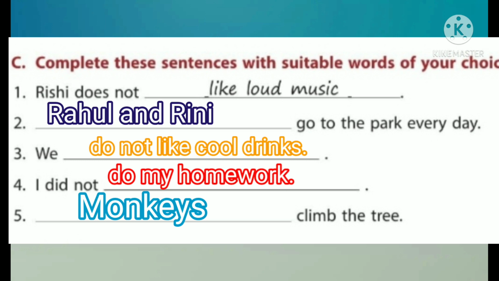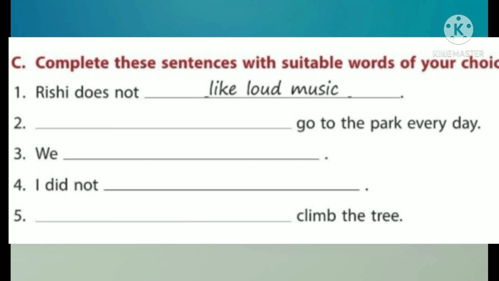Do it by yourself. Okay. Dear children, today we discussed the section C grammar exercise. We have to complete the blanks using correct apt words. So I have done it for you. It is my opinion, my own sentences. Likewise, you can do it on your own, using your own sentences and words. Okay, do it by yourselves.